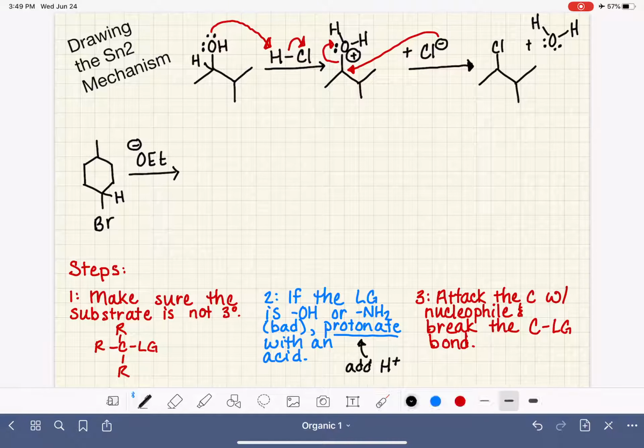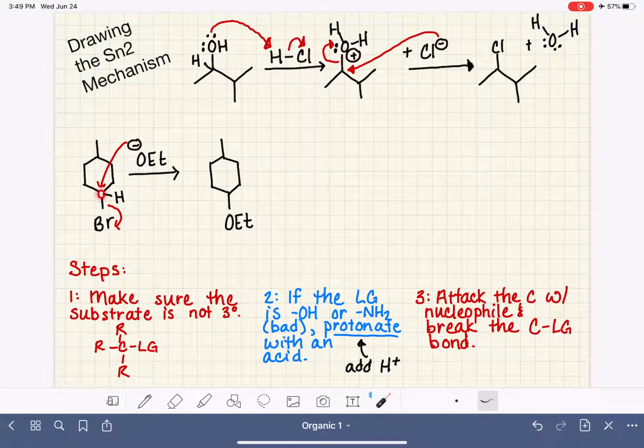We are going to attack the carbon with our nucleophile and break the bond between the carbon and the leaving group. The electrons in that bond go on to the leaving group as a lone pair. And so here we have made a bond between this carbon and the nucleophile, OEt, and we also have bromide ion, which was removed from the molecule as a leaving group. Let's practice a couple more.